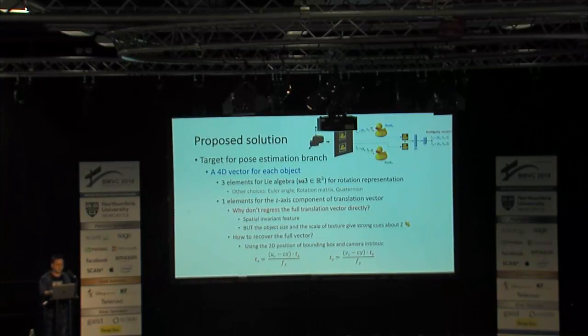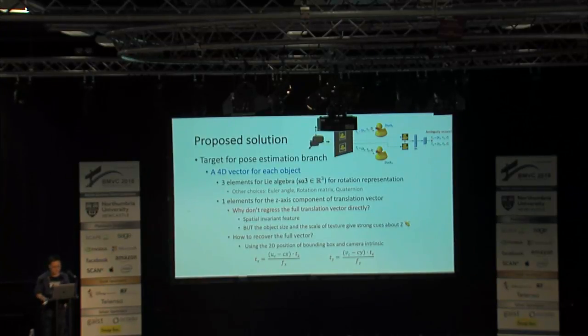The target for the pose estimation branch is a 4D vector. The first 3 will be a Lie algebra representation. There are also some other representations for rotation, like the Euler angle, rotation matrix, and quaternion. We all know that the Euler angle wraps around 2 pi, and multiple values represent the same pose. And the rotation matrix or quaternion have strong constraints: the matrix has to be orthogonal, and the quaternion has to be a unit vector.